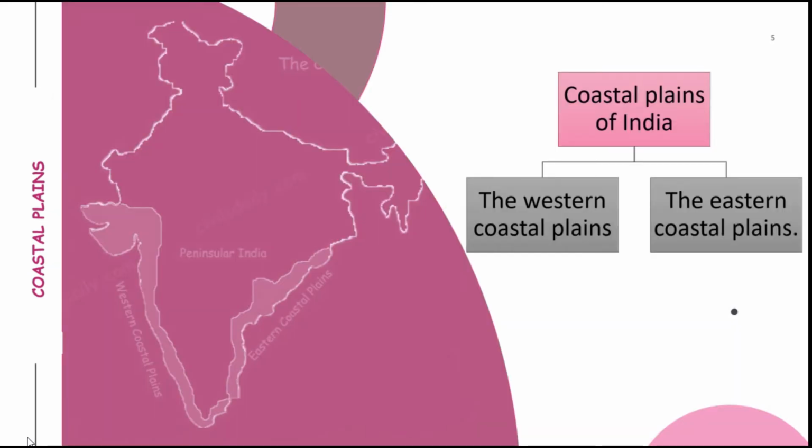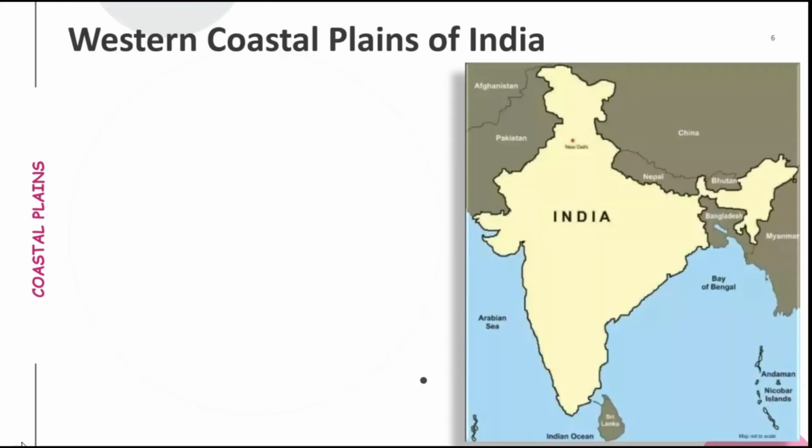On the basis of the location and the active geomorphologic processes, these can be broadly divided into two parts, the western coastal plains and the eastern coastal plains. We now take them up one by one. First one is the western coastal plain.